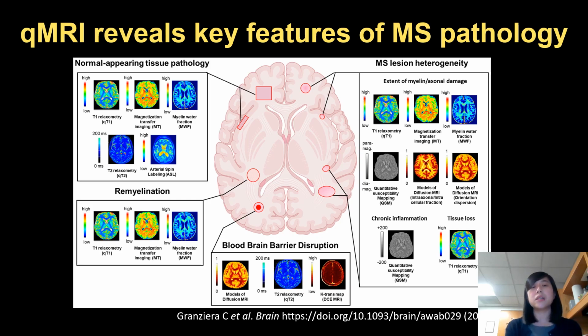And my talk today will focus on various contrast mechanisms through qMRI that enable us to capture different features of MS pathology, including pathology in the normal appearing white matter and gray matter, the heterogeneity and evolution of lesions, brain barrier disruption to some degree, and also this really intriguing prospect of remyelination.